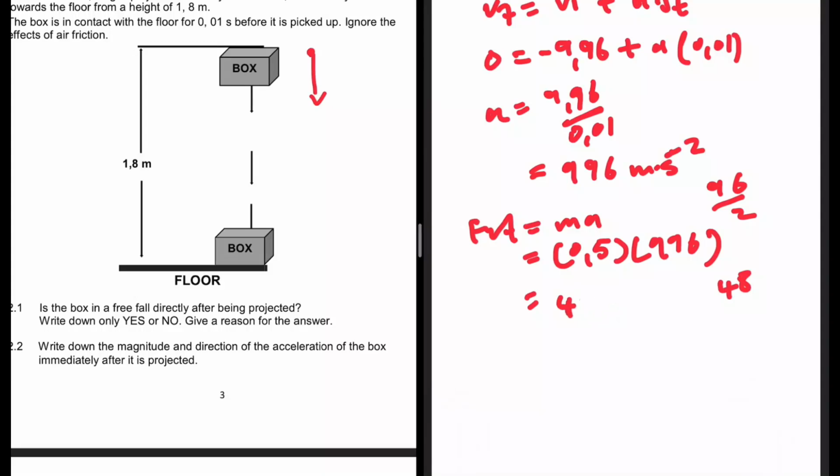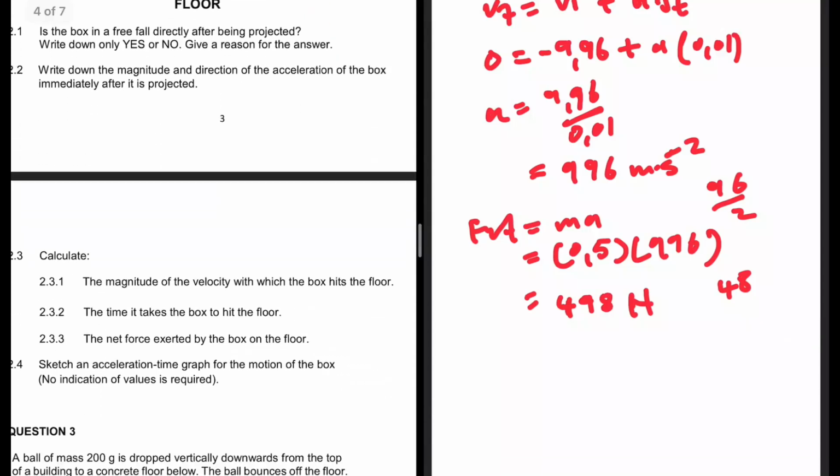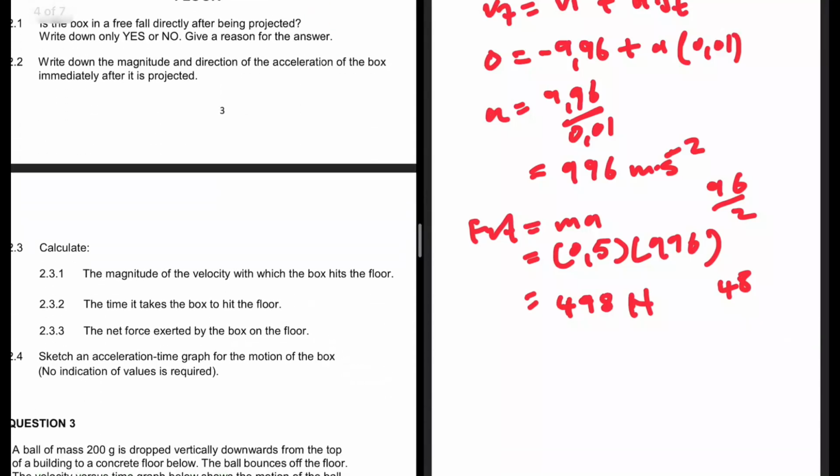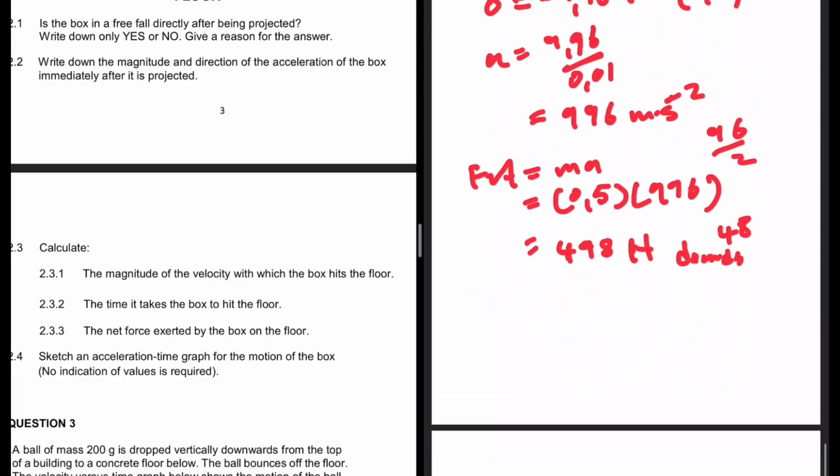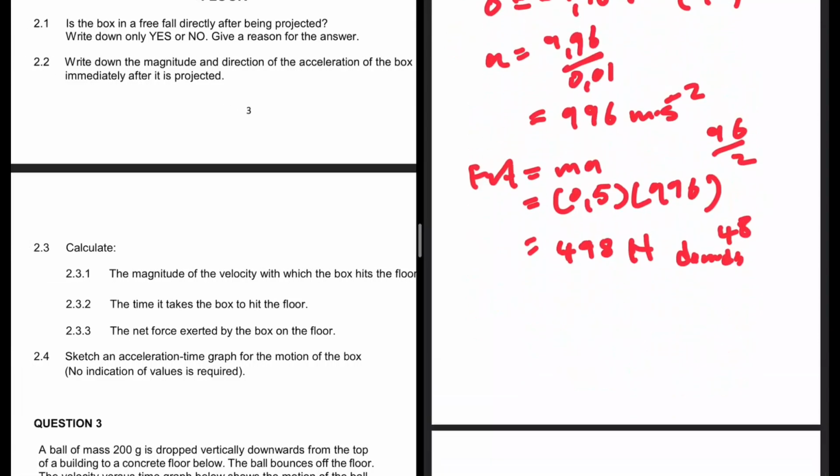We have 498 newtons, right? 498 newtons. Does it say the force? Yes, the net force exerted by the box on the floor. So we have to say it is downwards. Right, so that is 2.3.3.